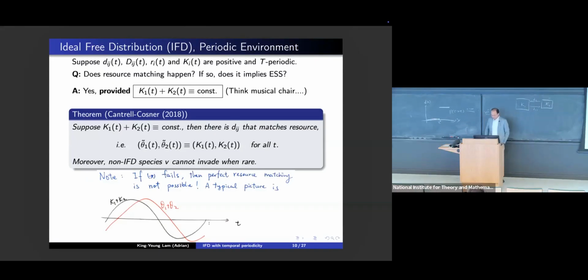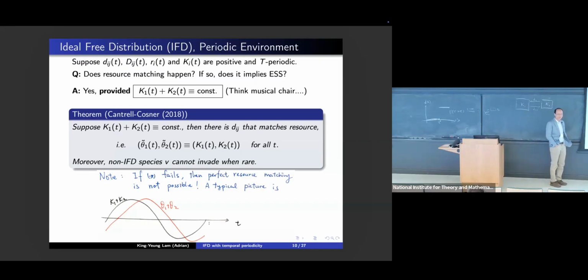So what happens if we look at time-varying environments? That's one of the points of this talk. What happens if the environmental parameters and/or the diffusion parameters are relaxed to be T-periodic? The natural thing to try is, can we match the carrying capacity? That is seen to be a good strategy, and the answer is a partial yes.